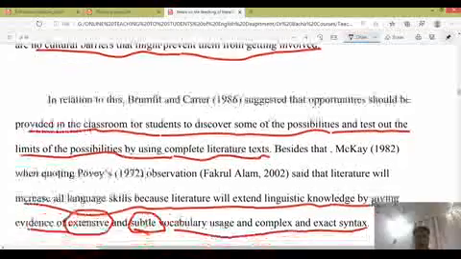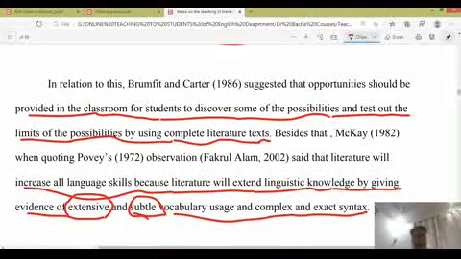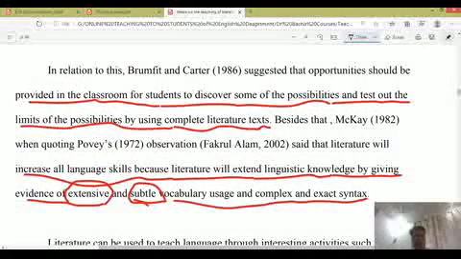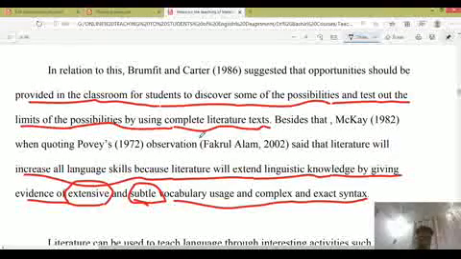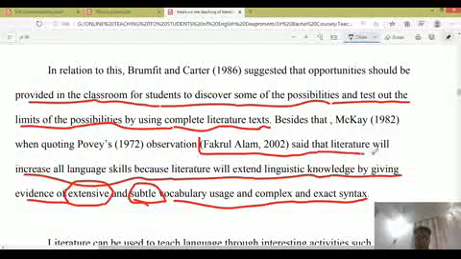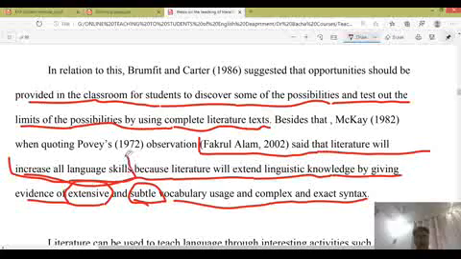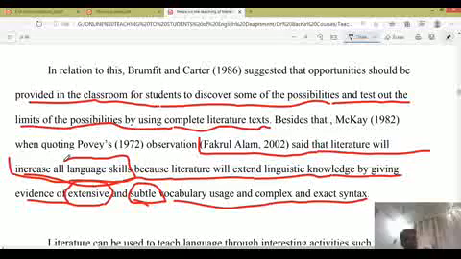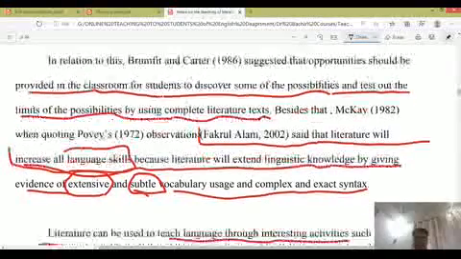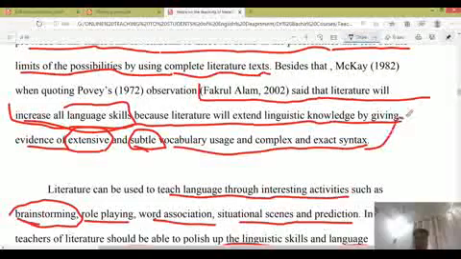So these writers have actually done a lot of things there, and Fakhrul Alam said that literature will increase our language skill. I'm just underlining this for you to understand that literature will increase our language skills, meaning four or five language skills, because literature will extend linguistic knowledge by giving evidence of extensive and subtle vocabulary use in complex and exact syntax. What does this particular part mean?